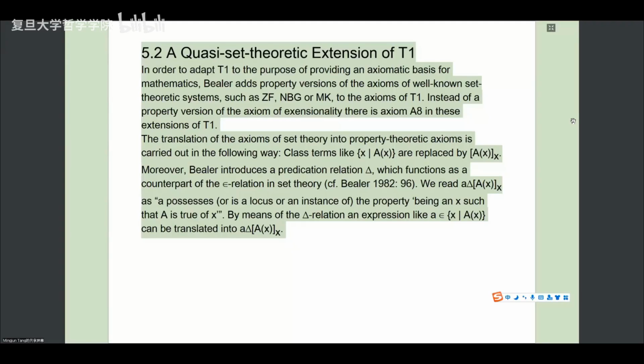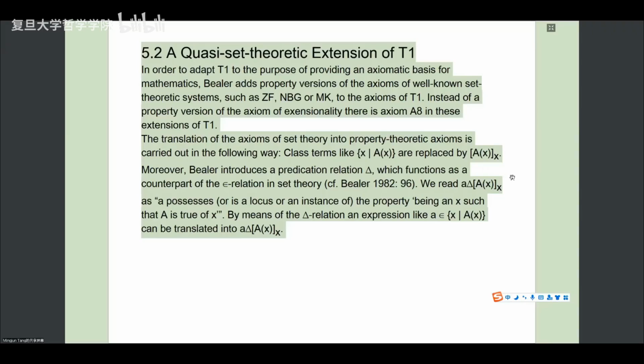And we can get this just by translating the axioms of set theory into property axioms. We can do this. The translation of the axioms of set theory into property-theoretic axioms is carried out in the following way. Class terms like the class of all x such that A of x are replaced by the property term A of x, being an x such that A of x.